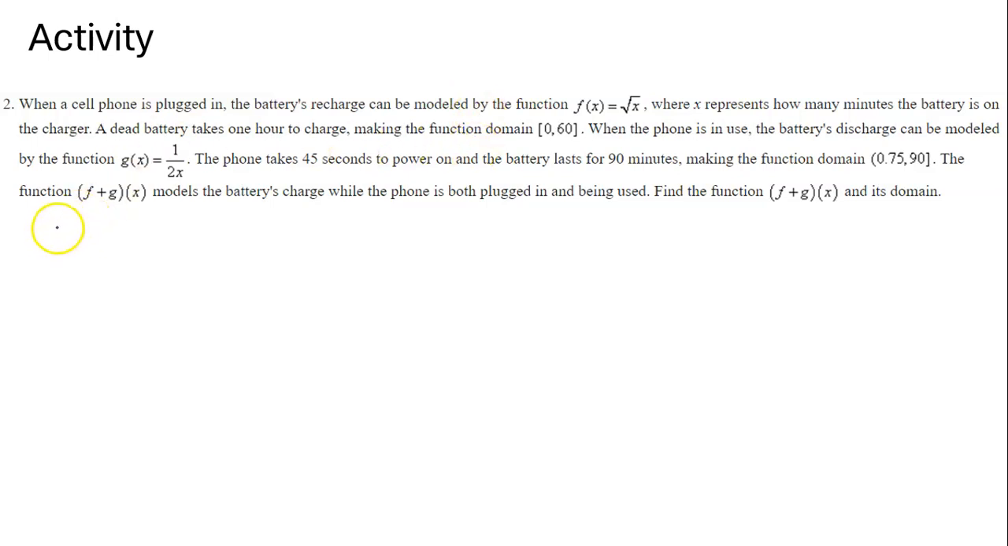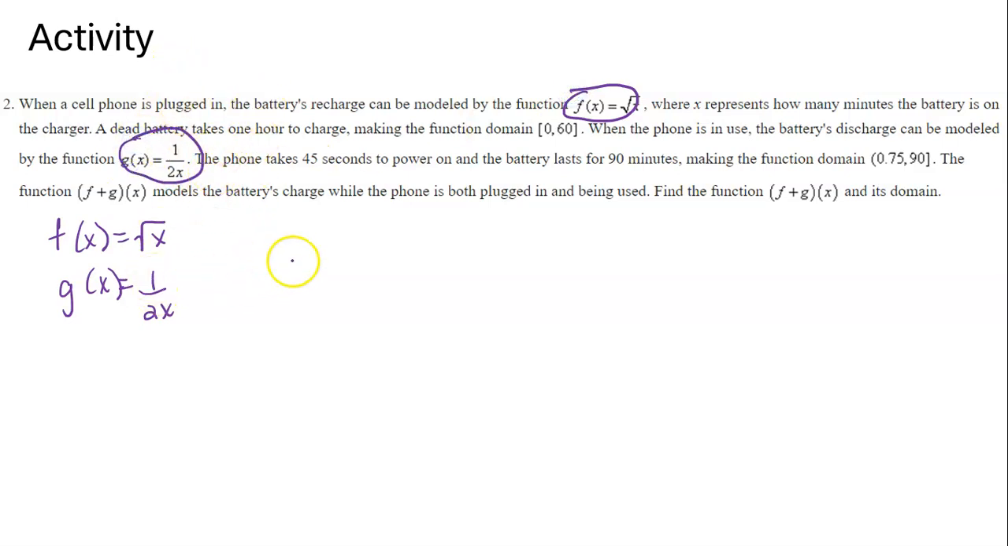Okay, so we have f of x is equal to square root of x, and we have g of x is equal to 1 over 2x. I get that from here and from here. And it says the function f plus g of x models the battery charged. Find the function and its domain. So f of x plus g of x is equal to square root of x plus 1 over 2x. Great, we found the function. Then we need to look at the domain.